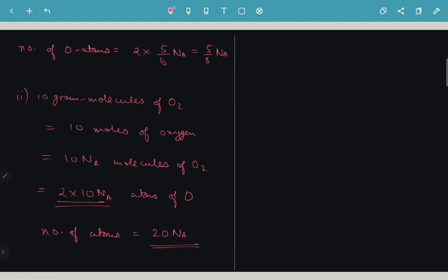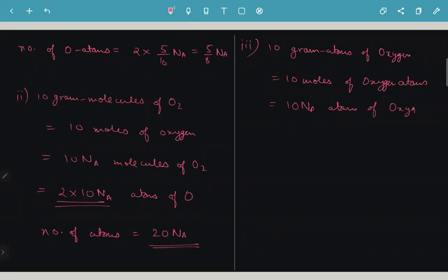Now the third part is 10 gram atoms of oxygen. Ten gram atoms of oxygen is 10 moles of oxygen atoms. 10 moles of oxygen atoms is 10 Na atoms of oxygen. So here the number of atoms will be 10 Na.